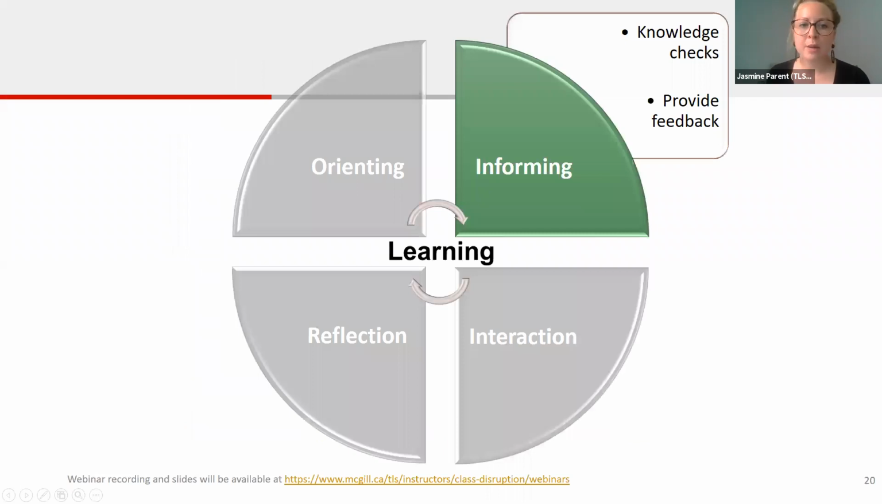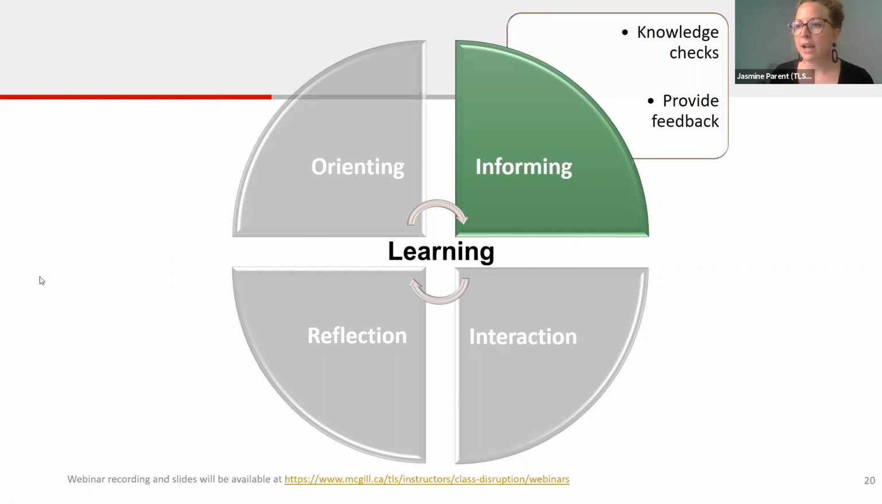So the next type of question you can use for polling can be used to inform your students by checking their understanding in order to provide feedback or clarify concepts. So you can check students' understanding on what you've taught and perhaps provide opportunities for practice, or you can get a sense of what their knowledge is on a topic before you teach it.